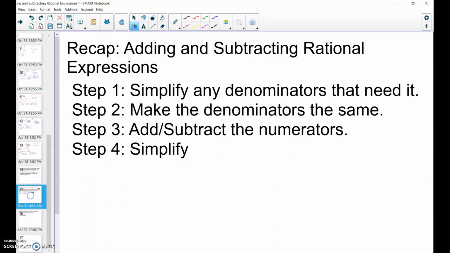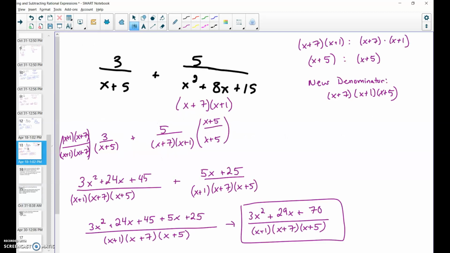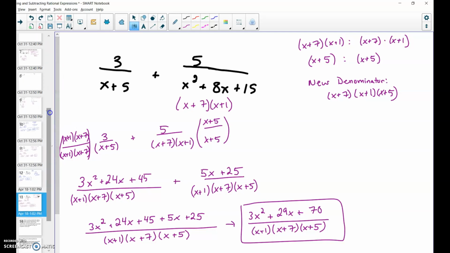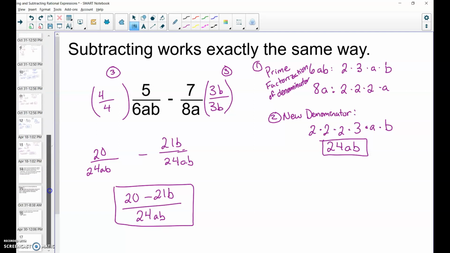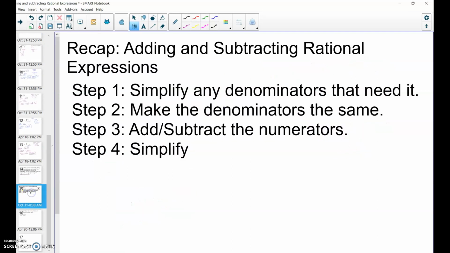Here's just a recap for you guys with your steps when you're adding and subtracting rational expressions. Some of them may look like this example here, okay, where you have an x plus 5 as one of your factors, and others of them may look like an example like this, where you're just multiplying variables and numbers. You're not adding variables and numbers on your denominator. Okay, so pay attention to the two different forms that we've kind of looked at today.